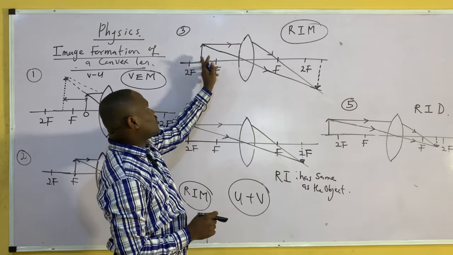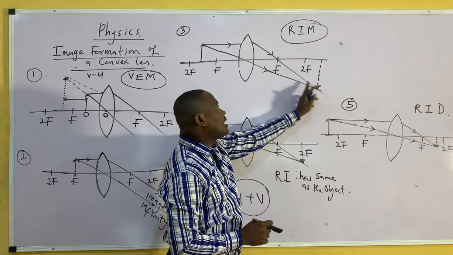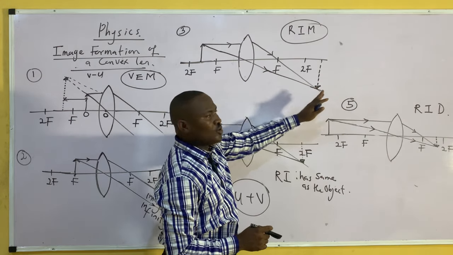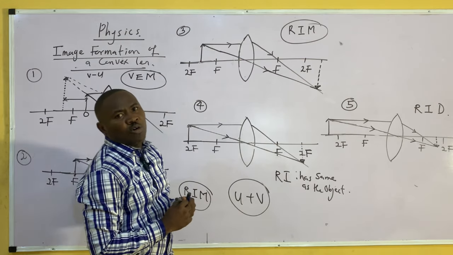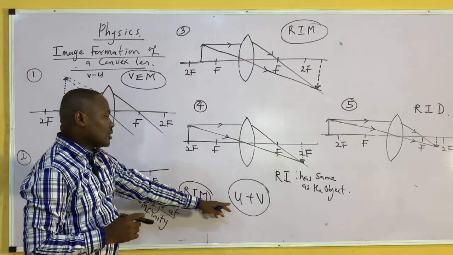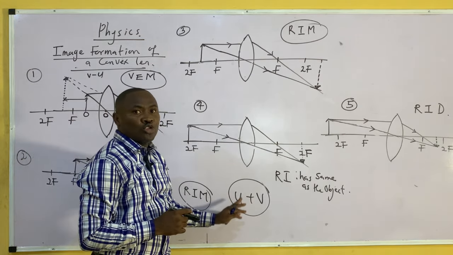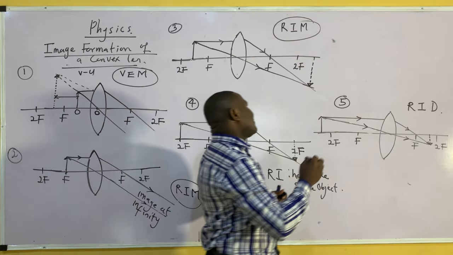From the lens to the object is the object distance. From the lens to the image is the image distance. So the distance between the object and image is gotten by what now? U plus V.